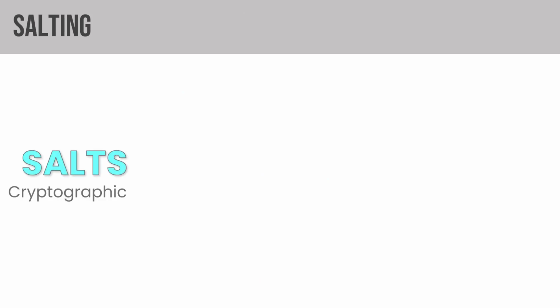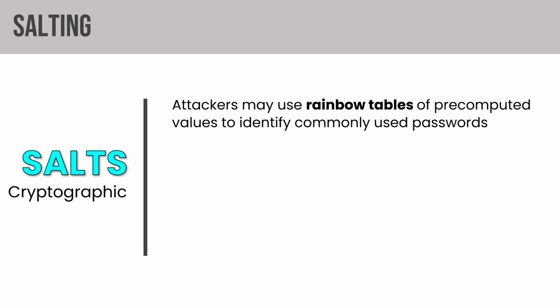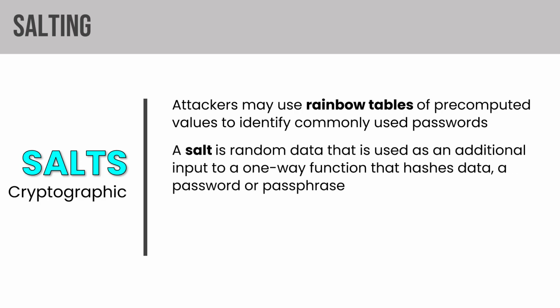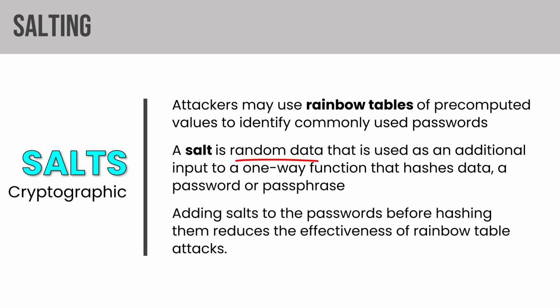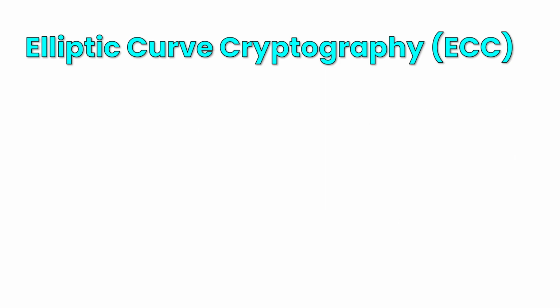Salting is also mentioned on the exam objective. Cryptographic salts come into play with your password. Attackers may use rainbow tables of pre-computed values to identify commonly used passwords. A salt is random data that's used as an additional input to a one-way function that hashes data, a password, or a passphrase. Adding salts to the passwords before hashing them reduces the effectiveness of rainbow table attacks. You're really relying on your identity provider, your identity platform, to implement cryptographic salts. Many of them do.